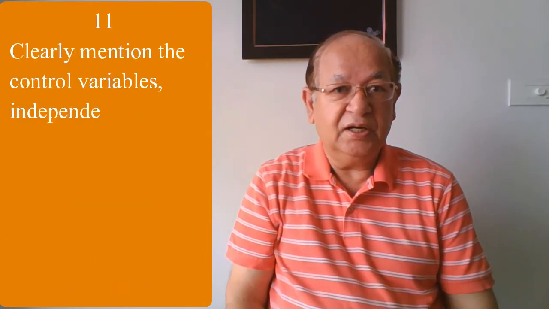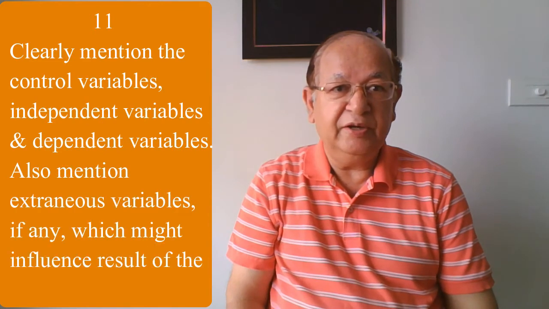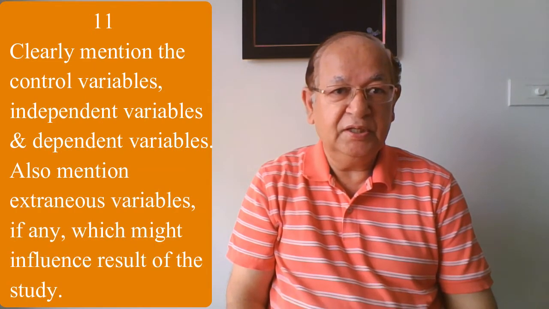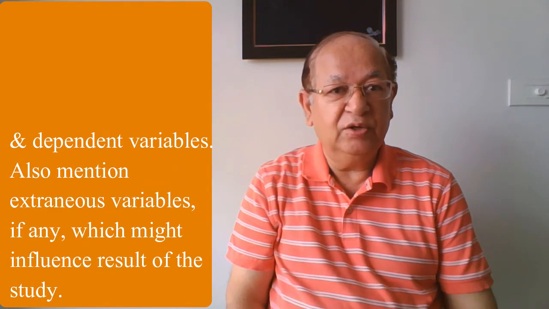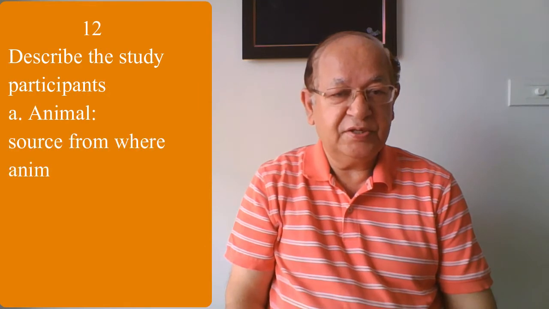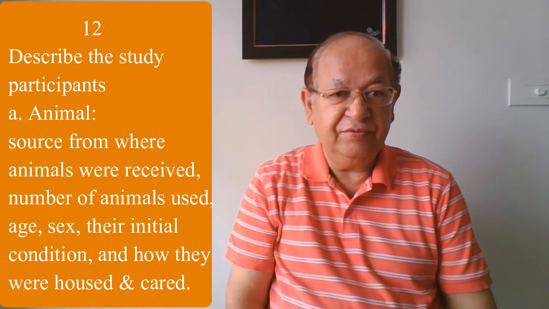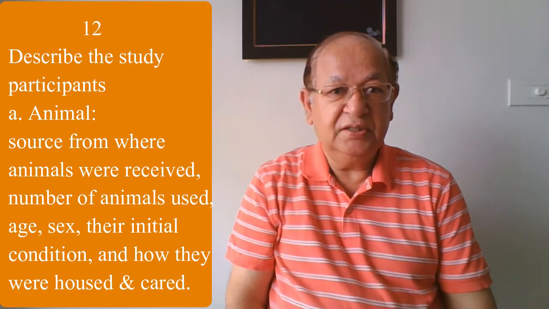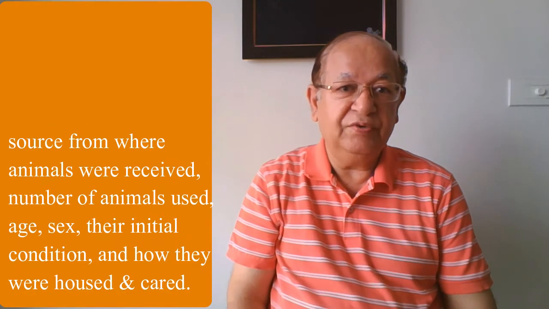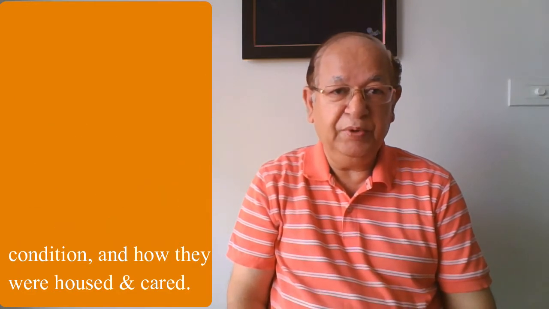Clearly mention the control variables, independent variables, and dependent variables. Also mention extraneous variables, if any, which might influence the results of the study. Describe the study participants. For example, number 1, animal: the source from where animals were received, number of animals used, the age, the sex, their initial conditions, and how they were housed and cared for should be mentioned.